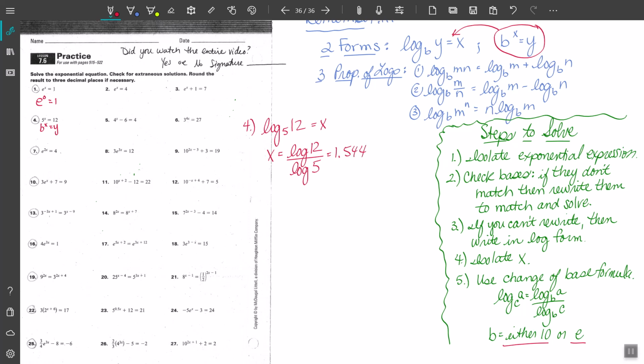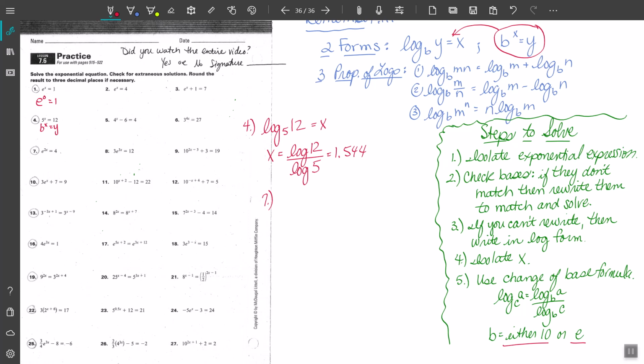All right, moving down to number 7, and following our rules, we can see again that our exponential expression is isolated. We have e raised to that 2x. And so then we're going to check to see if we have the same base. We obviously don't have the same base. We have a base of e over here, and we don't have that on the right side. So we're going to need to either rewrite to have the bases match, which isn't going to be possible here. And so since we can't do that, we're going to move down to number 3, and we're going to write this out in our logarithmic form.